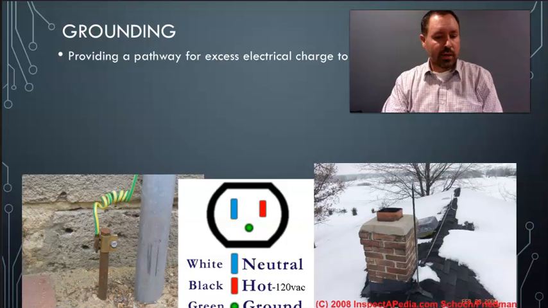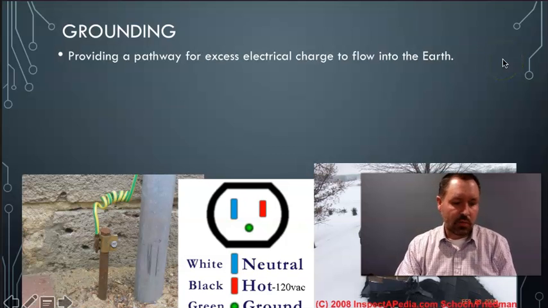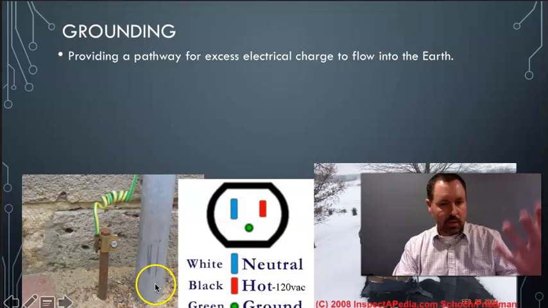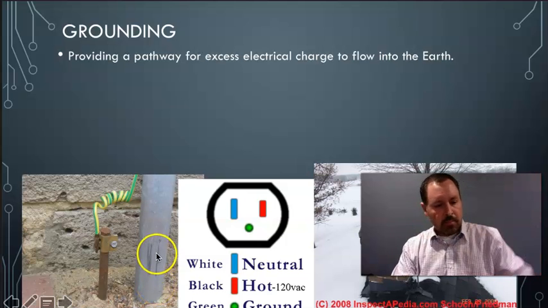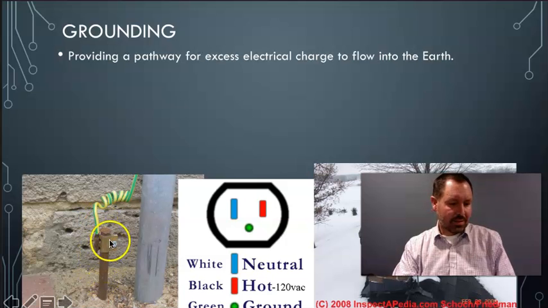And now let's go to grounding. It's more than what happens if you misbehave at home as a youngster. It's providing a pathway for excess electrical charge to flow into the Earth. Next to my house, I have something like this, where the electricity comes out of the ground from the power company, and then into a box where there's a little meter that measures how much electricity I'm using. And then I have one of these things that's pounded into the ground right next to it. This is actually 6 feet long, and you might say it doesn't look 6 feet long. It's because 5.5 feet are pounded into the ground.